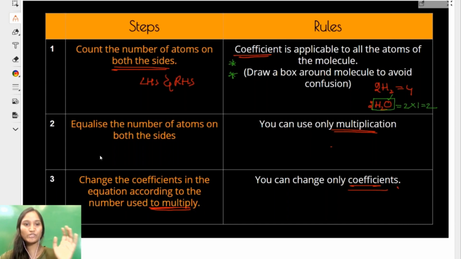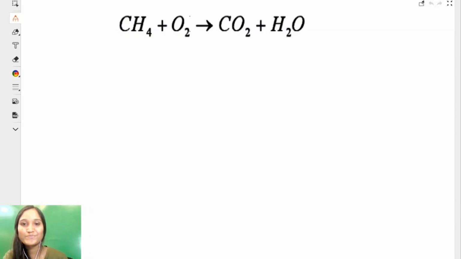Let me revise them. Let me just brief you. Step 1, count the number of atoms on both the sides. Step 2, equalize the number of atoms with the help of multiplication. And step 3, change the coefficients with the number which you have used to multiply. These 3 steps, that's it. I too hope such simple equations come in the boards, but unfortunately they don't.